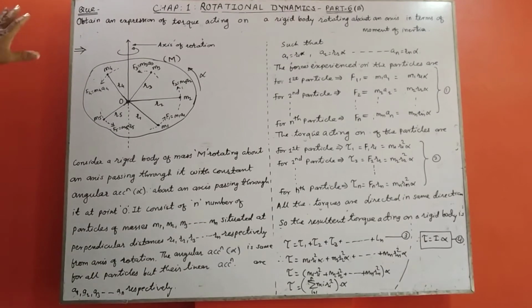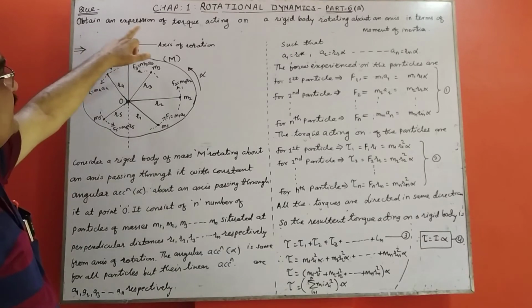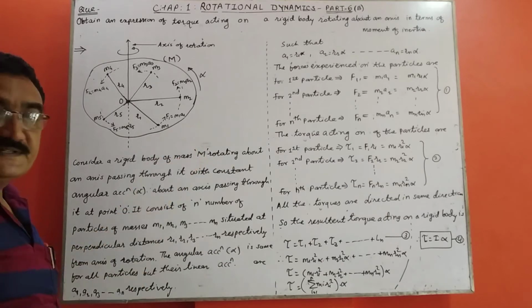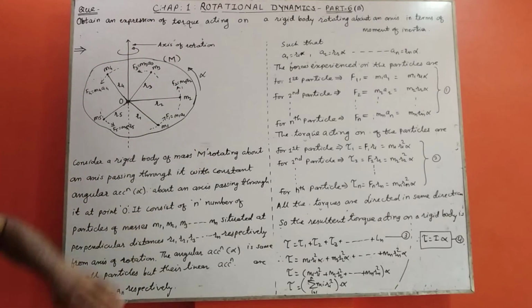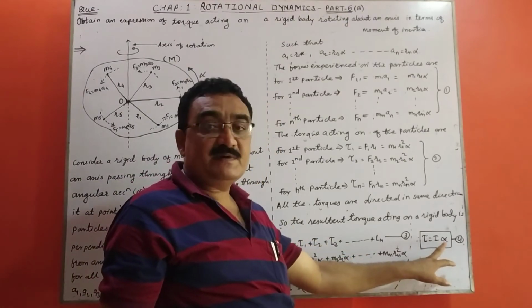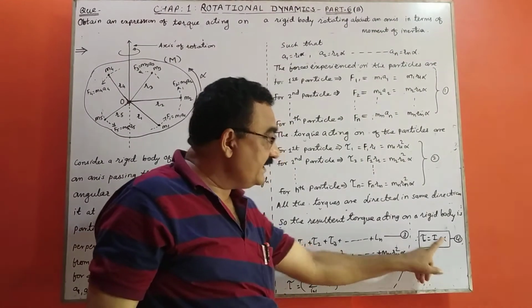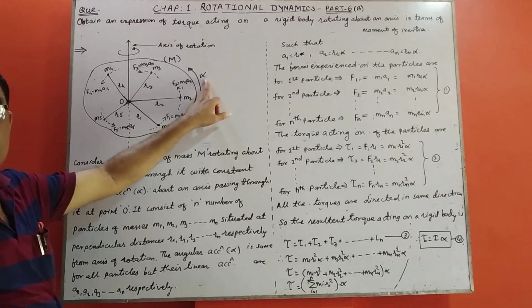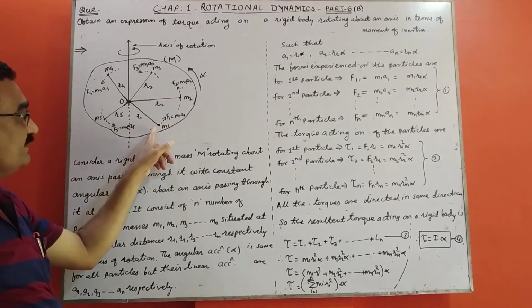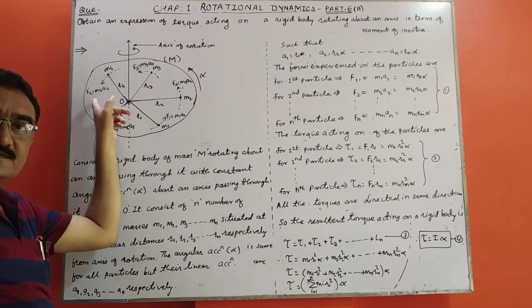Now see the third question, that is, obtain an expression of torque acting on a rigid body rotating about an axis in terms of moment of inertia. Now for the equation of torque, you must remember this: torque is equal to I alpha. Here is alpha, angular acceleration. So inside the body there are linear accelerations.